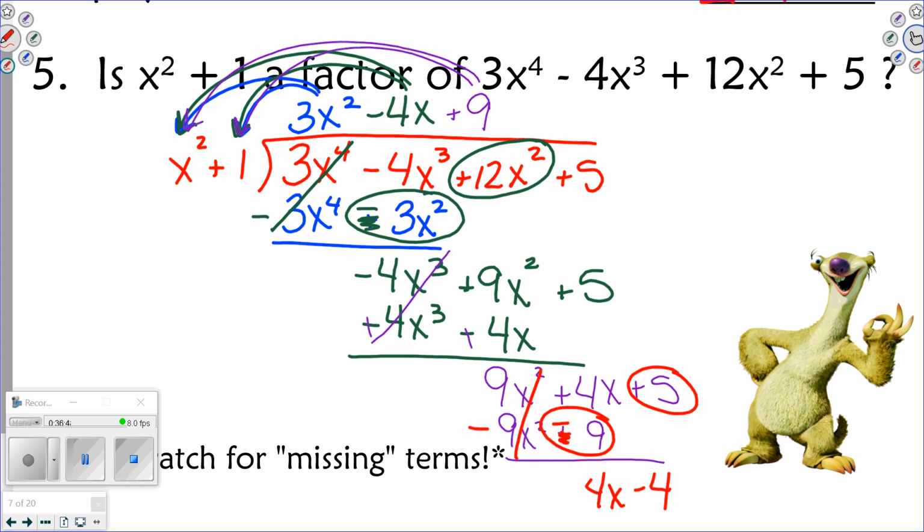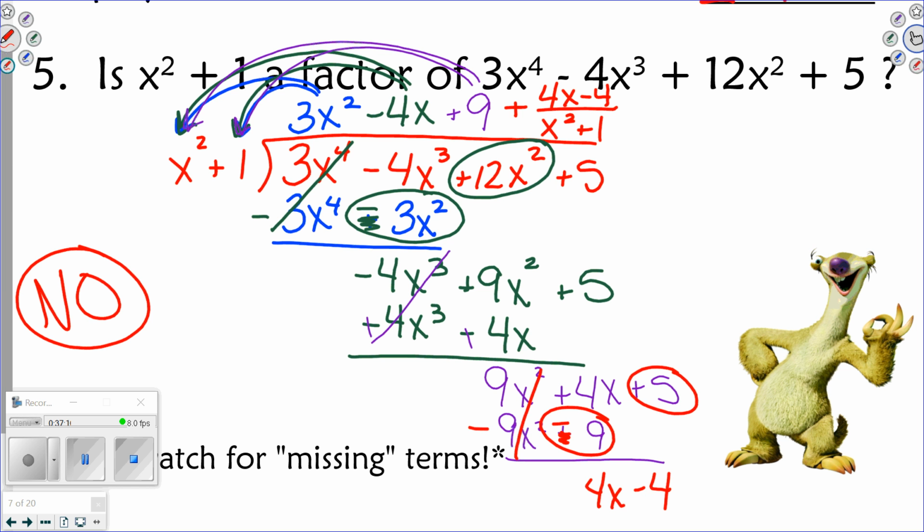What do you do with the remainders? What sign do I always put up here? Plus my remainder, 4x minus 4, over x squared plus 1. So the question of, is x squared plus 1 a factor of that? No, it is not. Why is it not a factor? Because there's a remainder. If there's a remainder, it's not a factor. Just like if I asked you, is 3 a factor of 10? No, because does 3 divide into 10 evenly? No, there'd be a remainder. So that's not a factor.